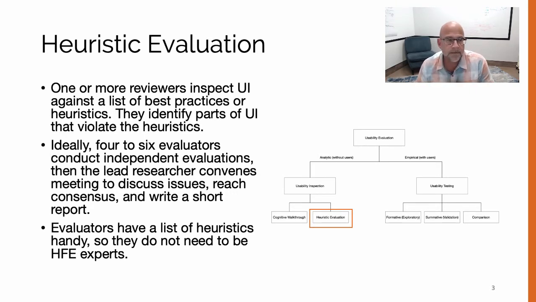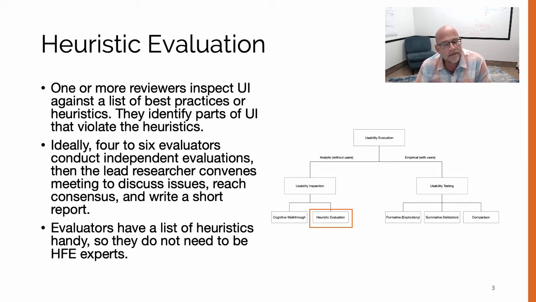In a heuristic evaluation, one or more reviewers inspect the user interface. As they do this, they have a list of best practices or heuristics. A heuristic is really a rule of thumb. It's a rule that works most of the time, in fact the vast majority of the time. Every once in a while it doesn't work, but it tends to be a pretty good rule to follow. It's not guaranteed to work every time, but generally it's well accepted practice.